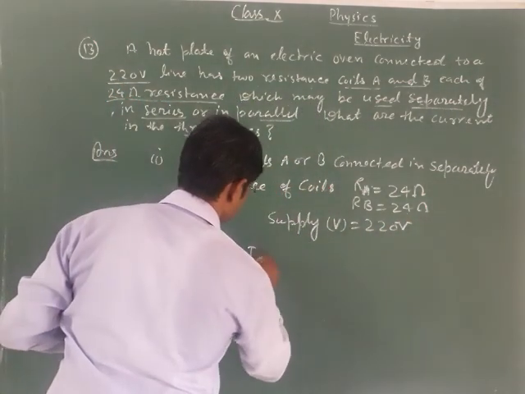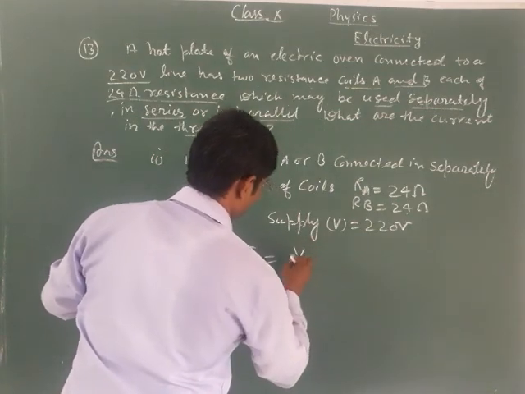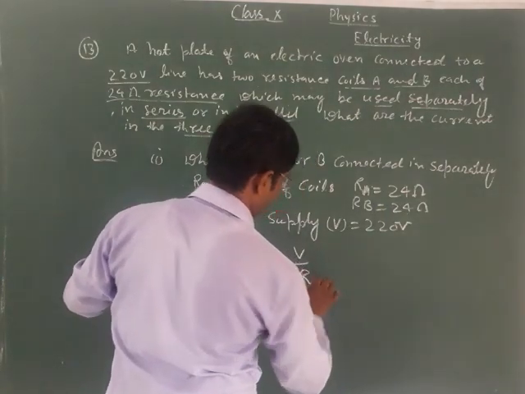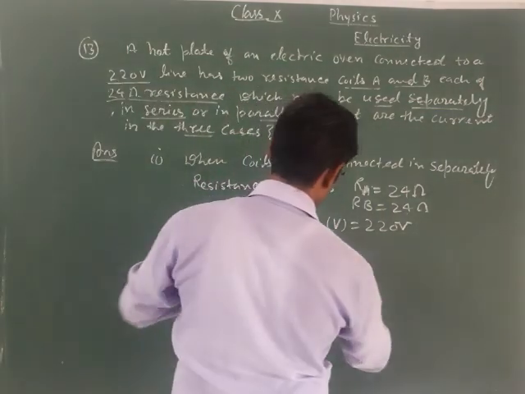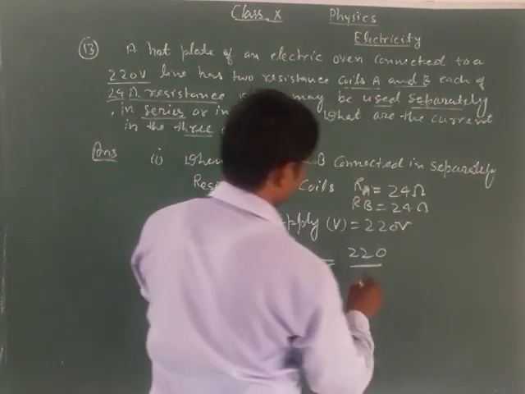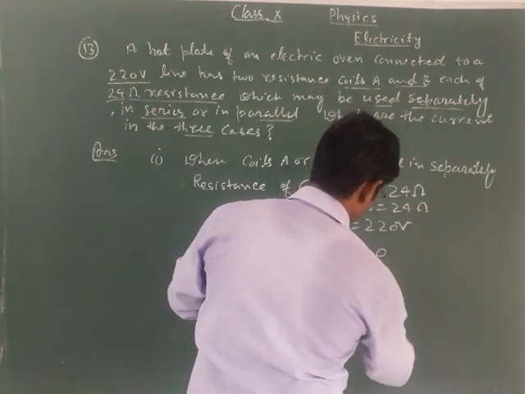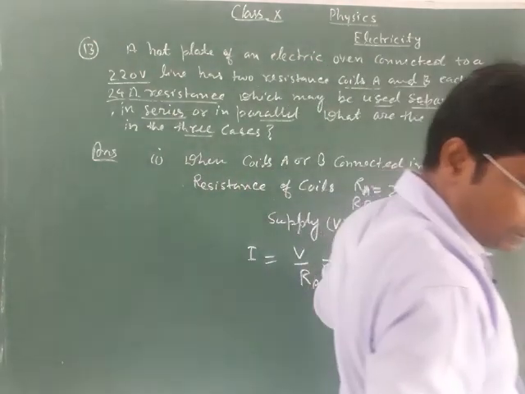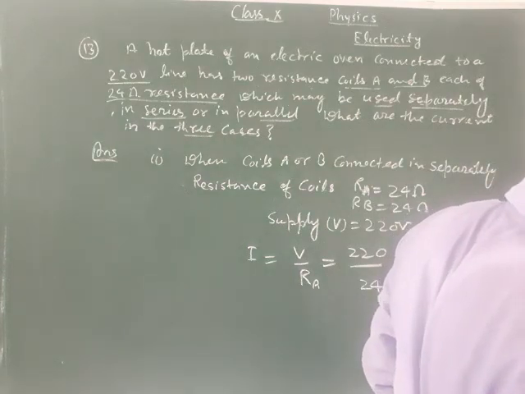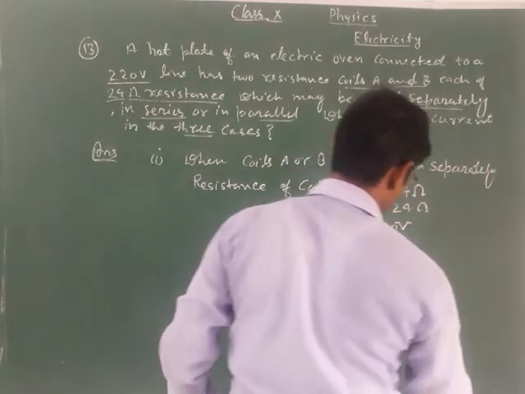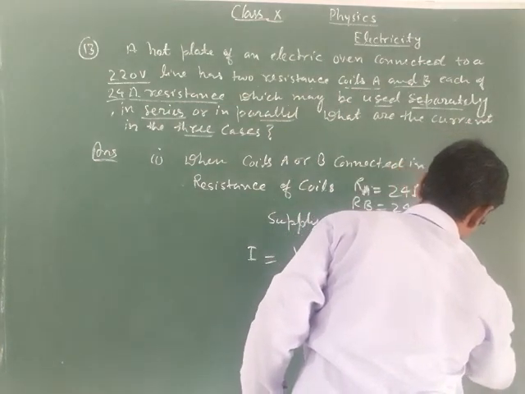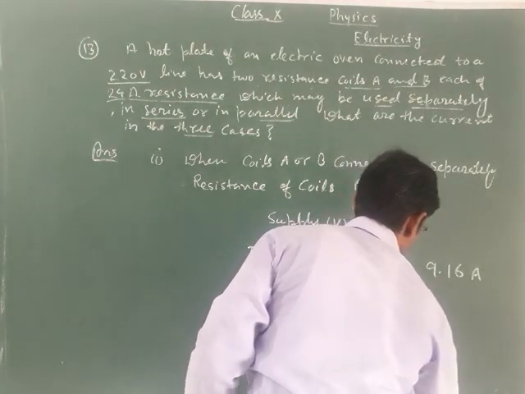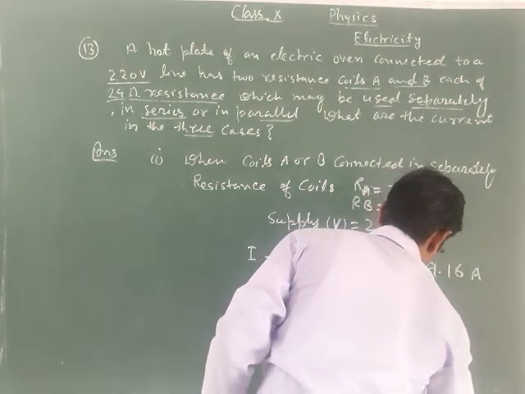So current I is equal to V by RA. So V is 220 volt, RA is 24. Divide this, so we get 9.16 ampere. So I is equal to 9.2 ampere.